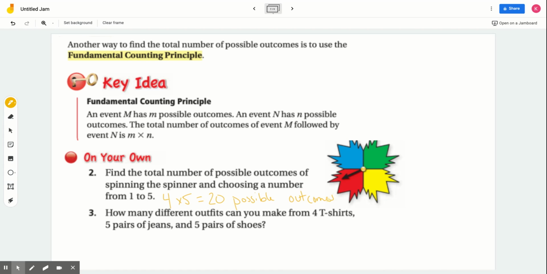Now, the same thing for the next one. Go ahead and try this next one on your own. How many different outfits can you make from 4 t-shirts, 5 pairs of jeans, and 5 pairs of shoes? We know for t-shirts that there are 4 possibilities. For jeans, there are 5 possibilities. And for shoes, there are 5 possibilities. 4 times 5 times 5 is 100. So there are 100 possible outcomes. And you could do this with as many events as you need. Here we see that this was a combination of 2 events. Here we have 3, and you can do this with as many as you would need.